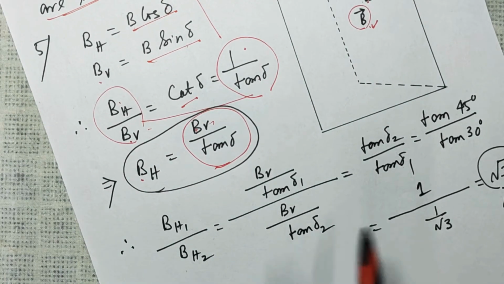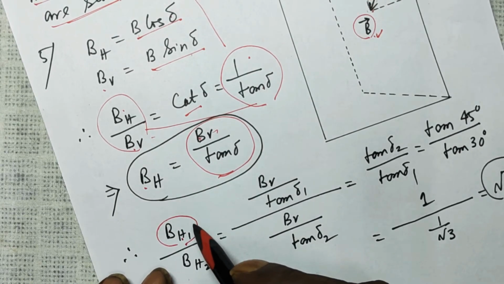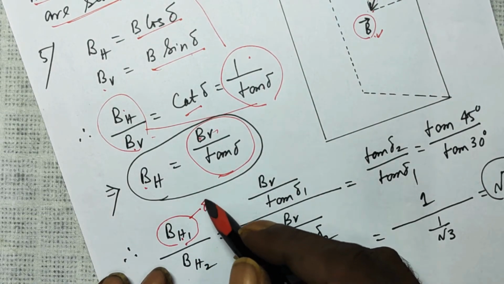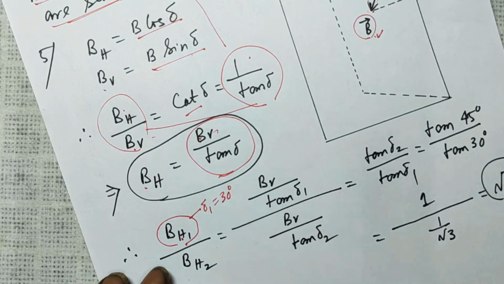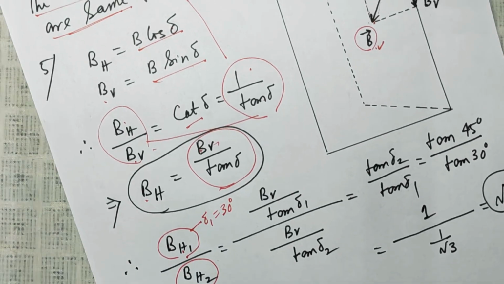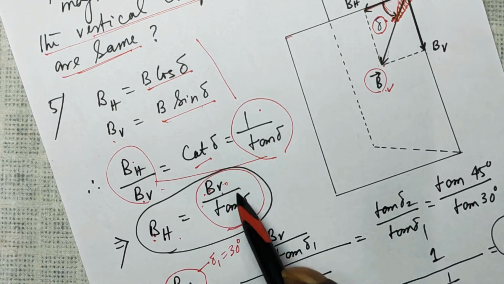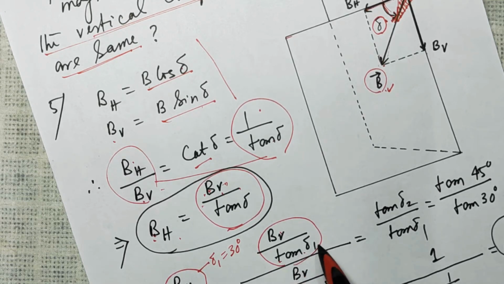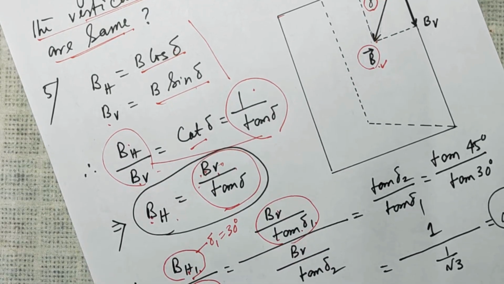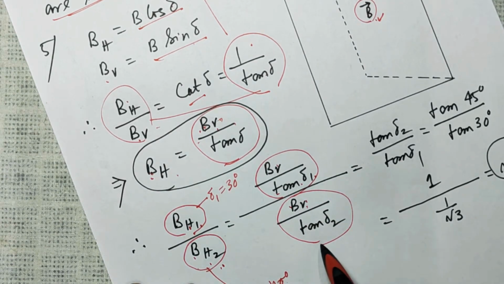Now let BH1 be the horizontal component where delta is equal to 30 degrees, and BH2 the horizontal component where delta is equal to 45 degrees. So this is the general expression for BH: BV over tan delta. So BH1 will be BV over tan delta 1, and BH2 will be BV, the vertical component, over tan delta 2.